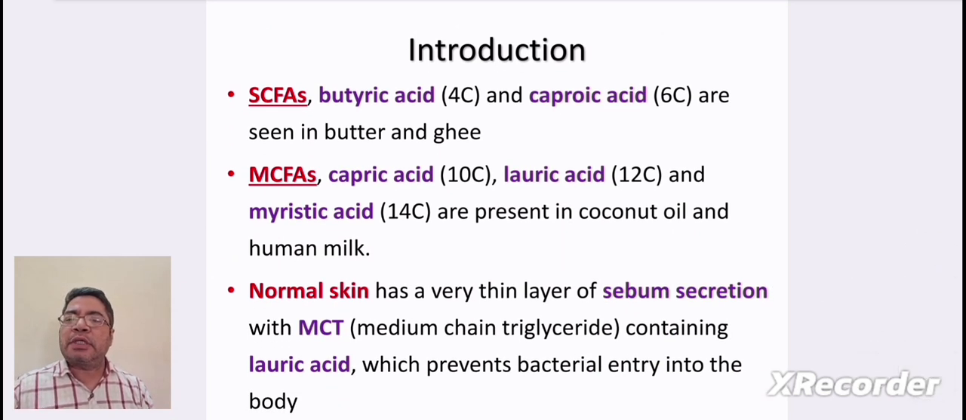SCFA, that is short chain fatty acids, contain butyric acid and caproic acid, and are seen in butter and ghee. Medium chain fatty acids, that is capric acid, lauric acid and myristic acid, are present in coconut oil and human milk. Normal skin has a very thin layer of sebum secretion with MCT, that is medium chain triglyceride, containing lauric acid, which prevents bacterial entry into the body.